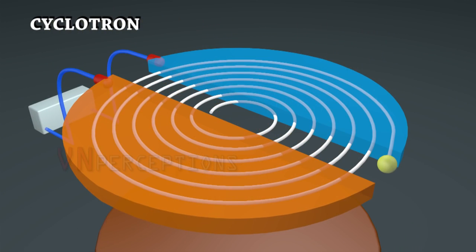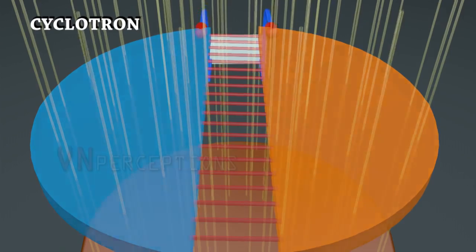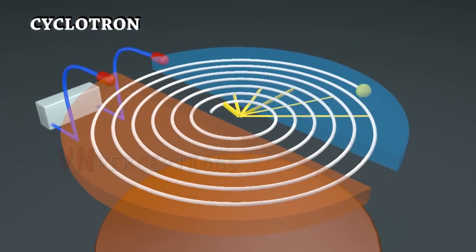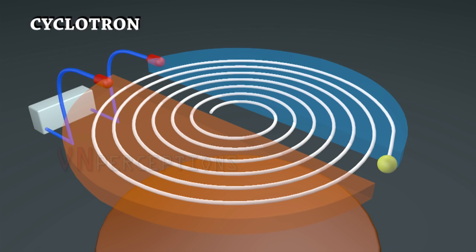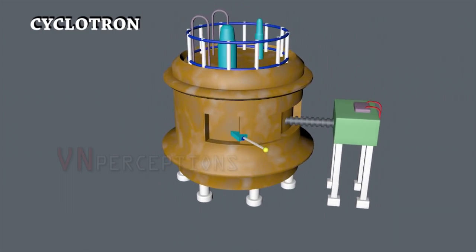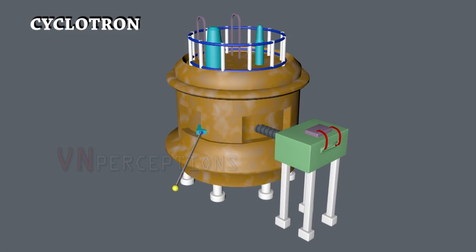If the velocity of a charged particle increases, the radius of its path would also increase. Finally, when the particle has no more space to grow in radius, it is thrown out through a window. With such a high velocity, the particle has high energy and it hits the target.